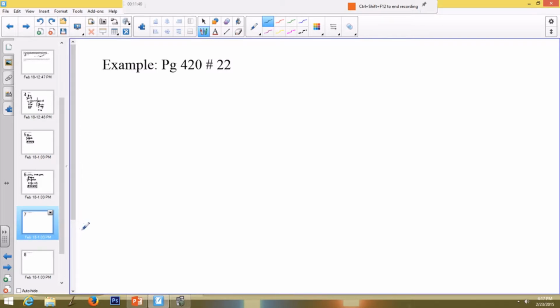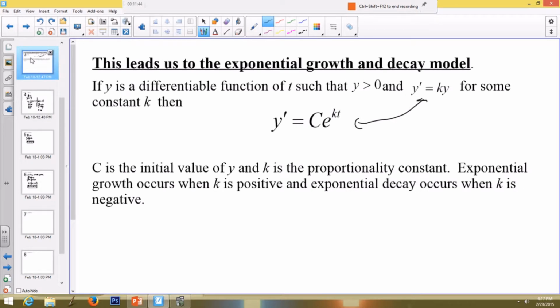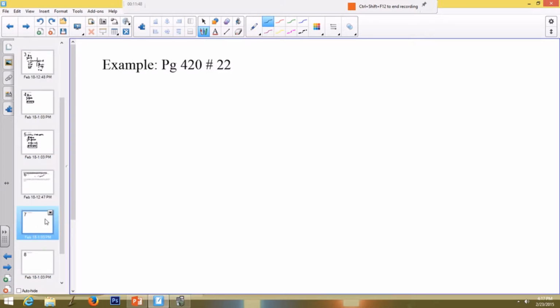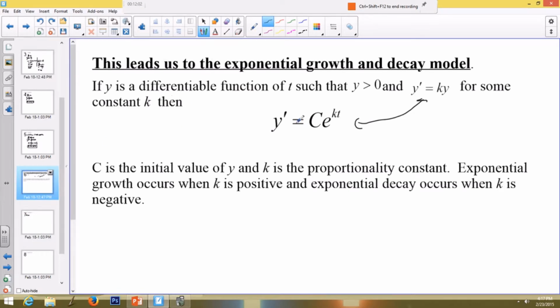Example 22. Now, this one we're going to relate to this expression here. So I'm just going to bring this one down a little bit closer so I can see it and show you what it is. So they say the rate of change of n is proportional to n. So when they say that, what they're essentially saying is that n prime is equal to kn. So we have a situation where n prime is equal to kn.